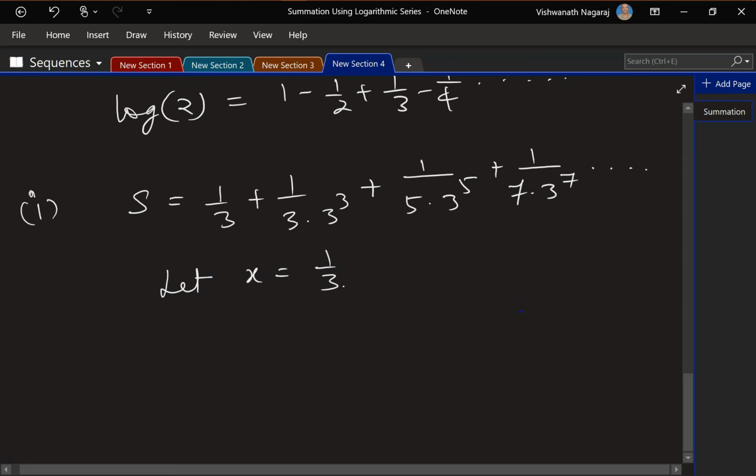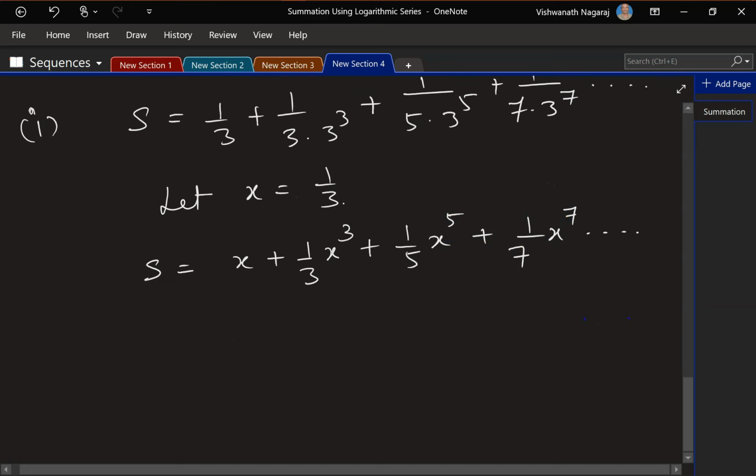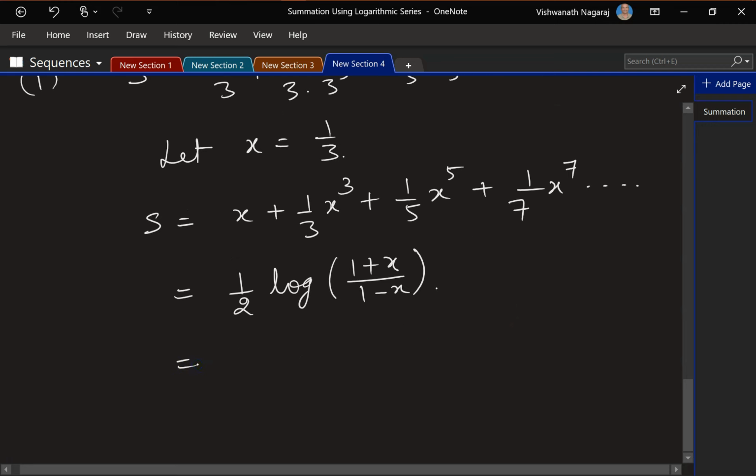So the moment we do that, what happens? This series becomes x plus 1 by 3 x cube plus 1 by 5 x to the power of 5 plus 1 by 7 x to the power of 7 and so on. And the moment we do that, we should recognize the pattern. And this pattern is 1 by 2 log of (1 plus x) by (1 minus x). And once we recognize the pattern, we know the formula and it's just a question of substitution and simplification.